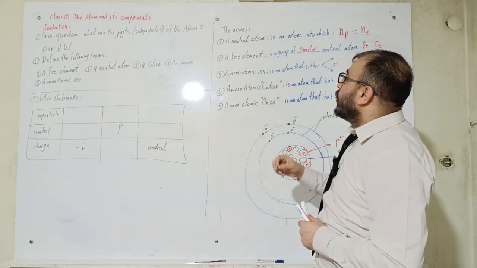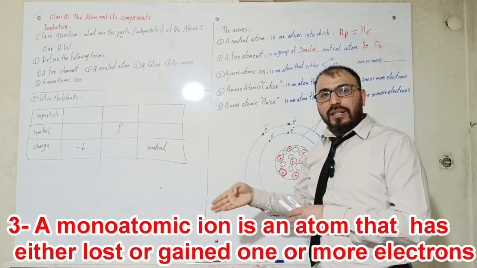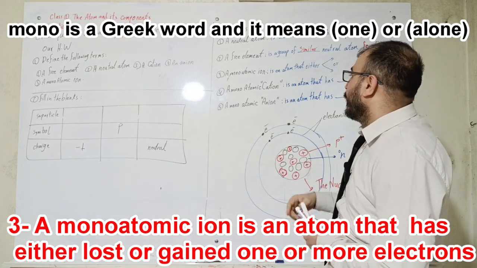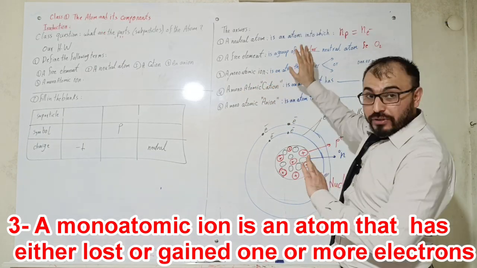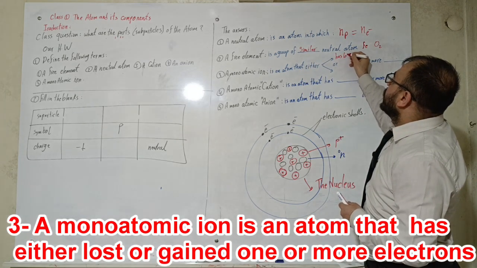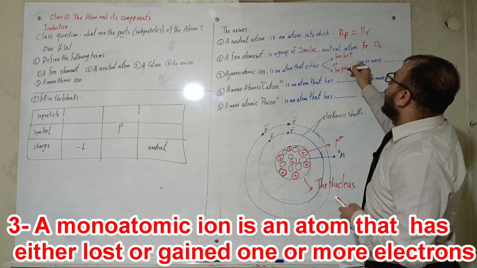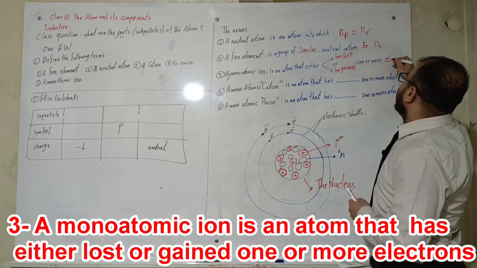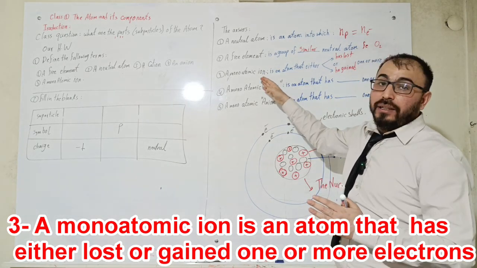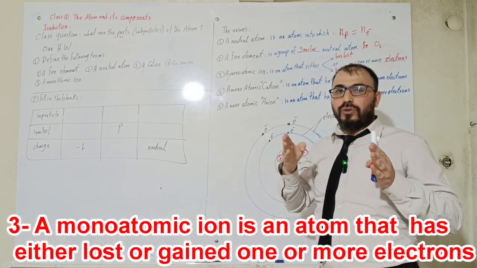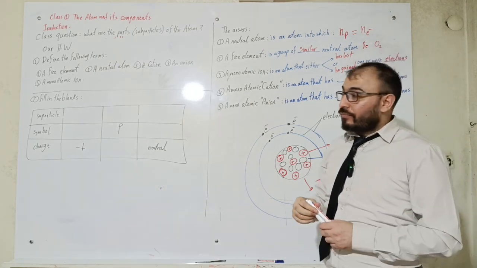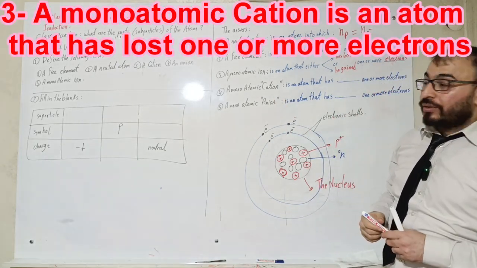The third question was a monoatomic ion. Monoatomic means single atomic. It means it is made up of one atom only. A monoatomic ion is generally an atom that has either lost or gained one or more electrons. So, if an atom loses one or more electrons or gains one or more electrons, it is going to be an ion.